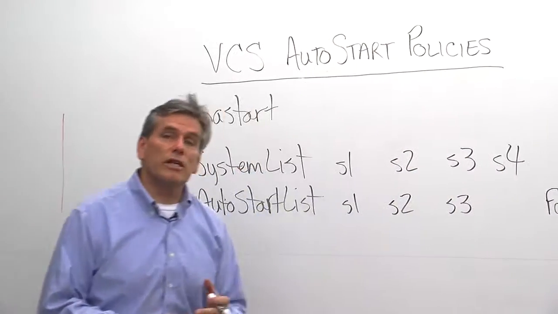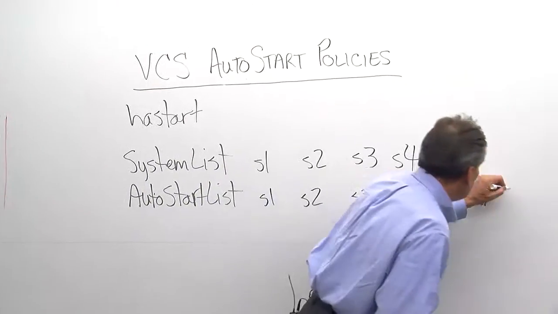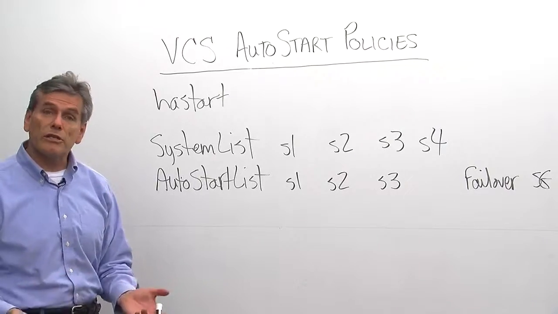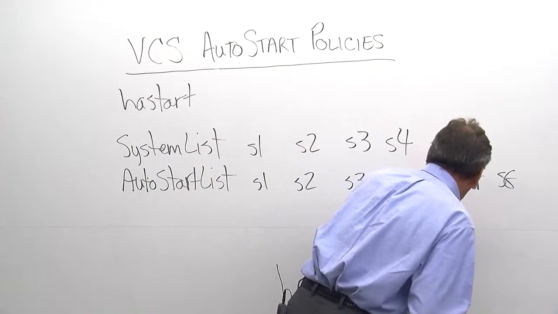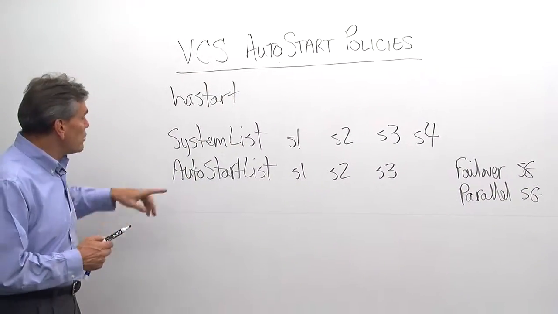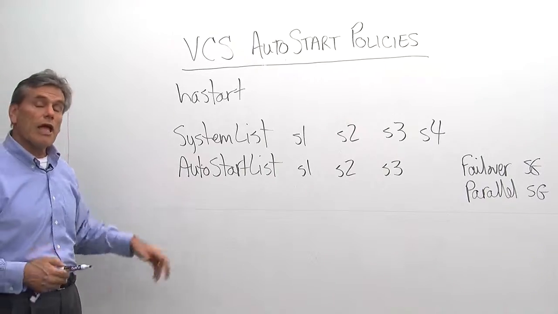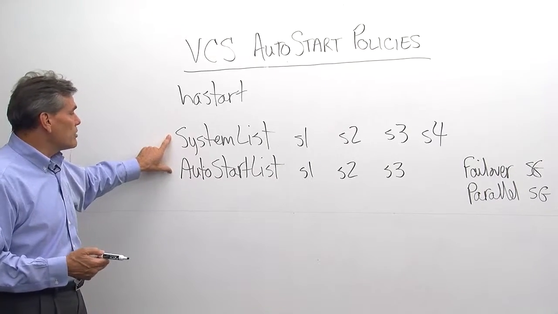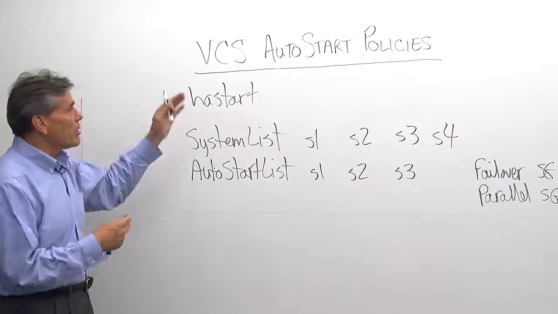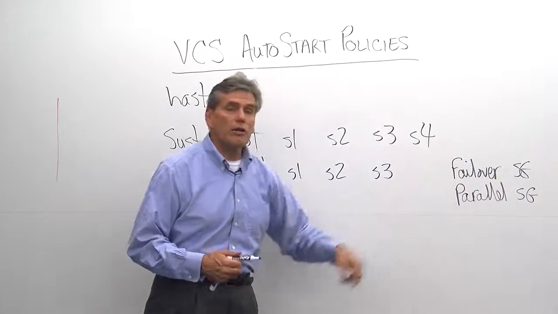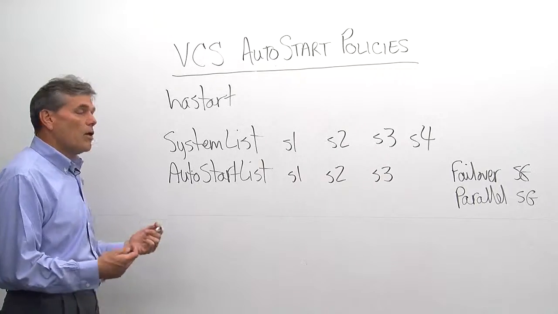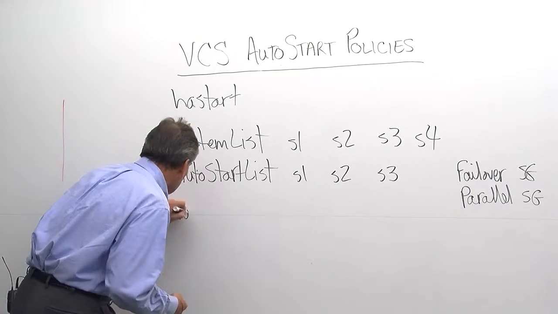Right? Now, how VCS picks a system, again, as I mentioned, depends on what type of service group it is. This really only comes into play when it's a failover service group. A failover service group can only be running on one system at a time, versus a parallel one that is going to get started up on all systems in the system list. In fact, typically, system list and AutoStart list are one and the same when you have a parallel service group. So really, when we're talking about AutoStart policies, we're only talking about a failover service group. So here are our possible candidates. Now it depends on AutoStart policy.